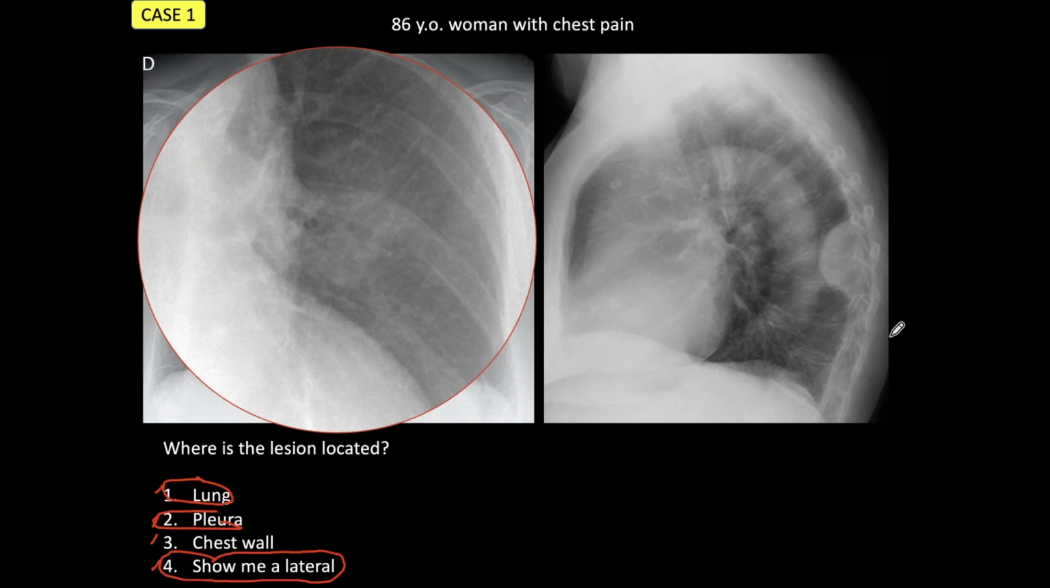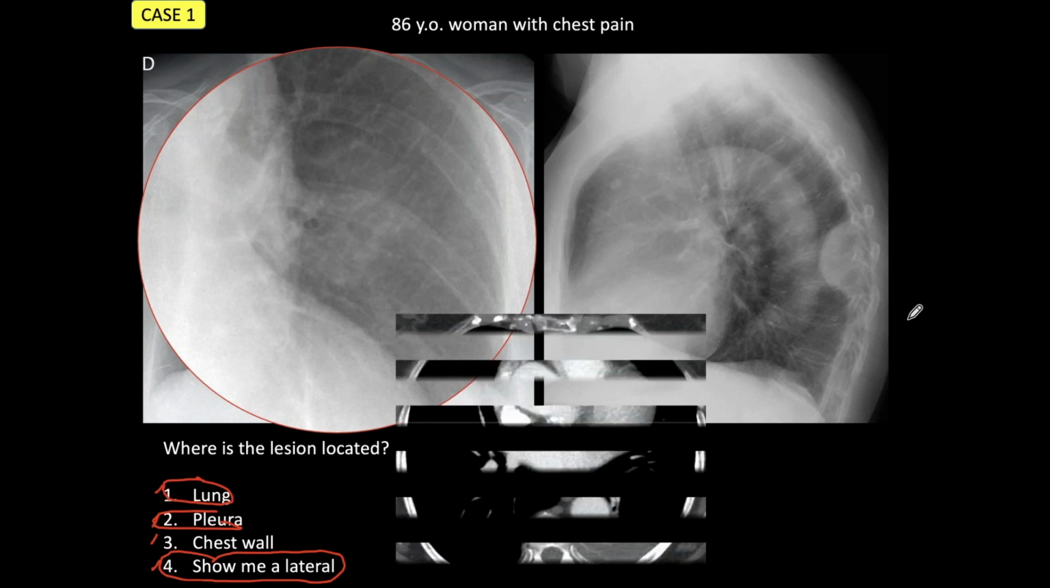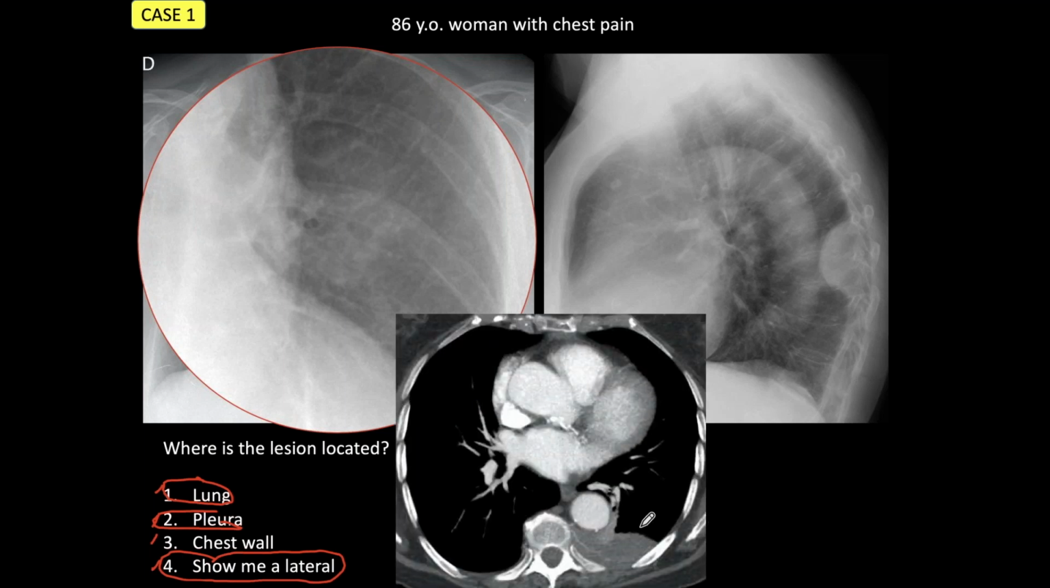And the lesion was examined with a CT. There we see an extrapulmonary lesion. See how the intercostal vessel is pushed up away from the chest wall. So that means it's completely extrapulmonary. And the needle biopsy demonstrates a lymphoma of the chest wall.